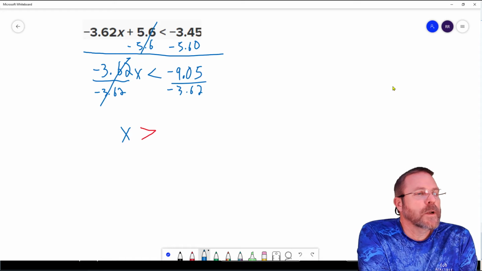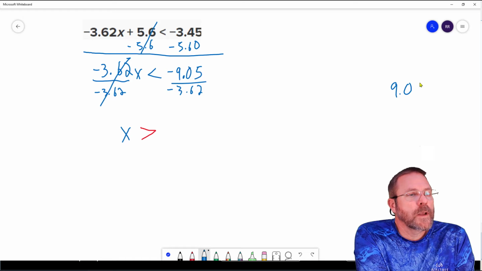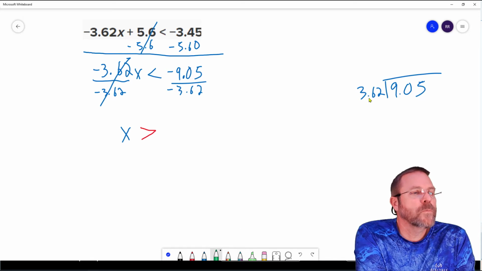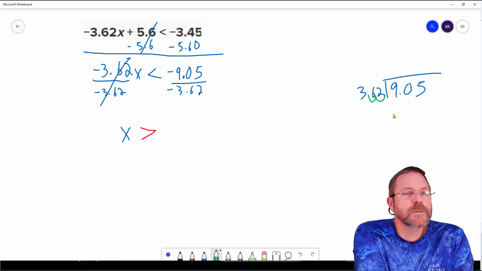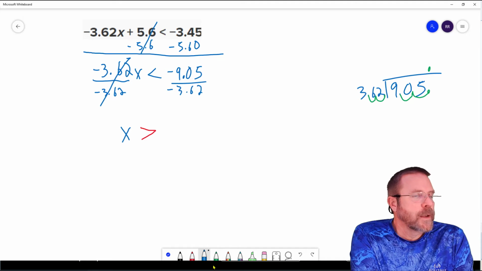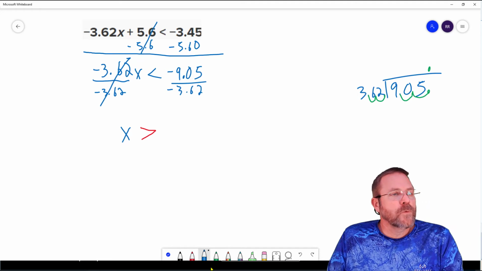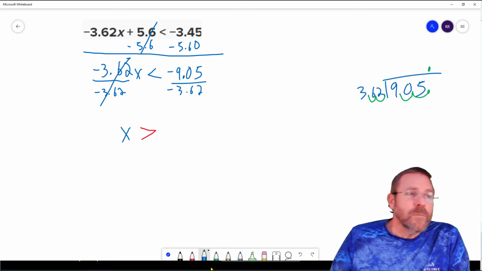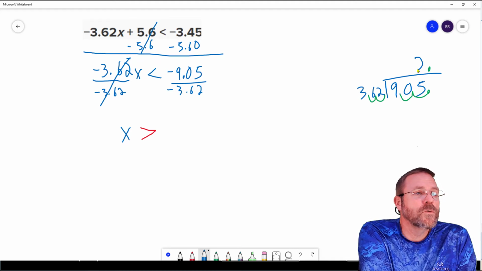After that, we're going to have to do some serious grunt work. 9.05 is the first number. It goes in the house. 3.62 is outside the house. We're going to bounce the decimal 1, 2 spaces to the right till it hits the wall. Do the same thing inside the house, and the decimal goes up. Next, we've got to figure out how many times 362 is going to go into 905, and I'm going to say it's going to be 2. 3 would be too many. It's going to be 2. So 2 is my starting point.